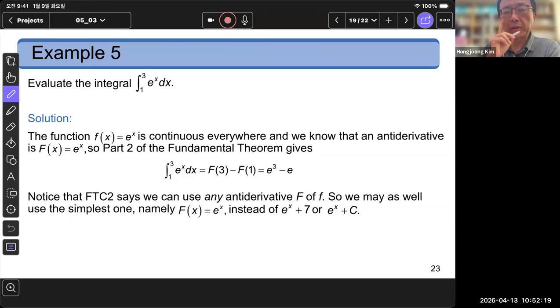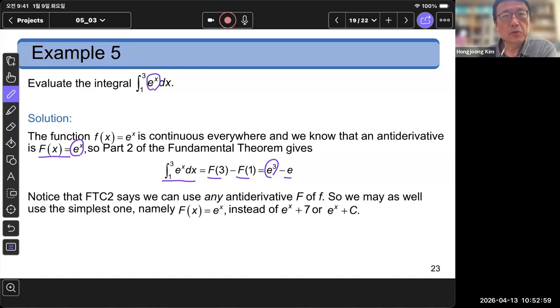So as another example, here e to the x. What is an antiderivative of e to the x? e to the x itself. So to estimate the definite integral of e to the x from 1 to 3, you just evaluate the uppercase F, the antiderivative, at 3 and 1 and consider their difference. Since an antiderivative is e to the x, e to the 3 minus e to the 1 will be the definite integral of this problem.